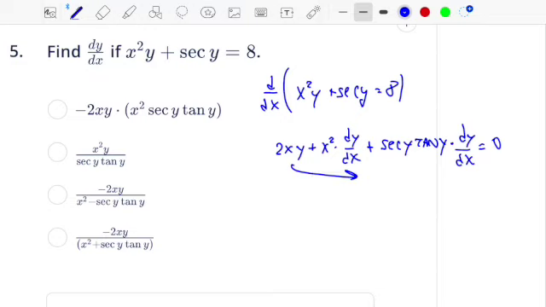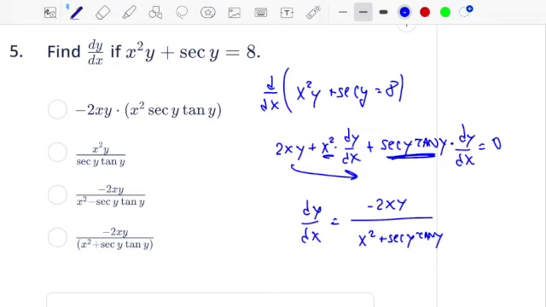I'm going to subtract, factor, and divide. So dy/dx is negative 2xy divided by x squared plus secant y tan y. I factored both of those terms in one, so negative 2xy is out, and there's my x squared plus secant y tan y.